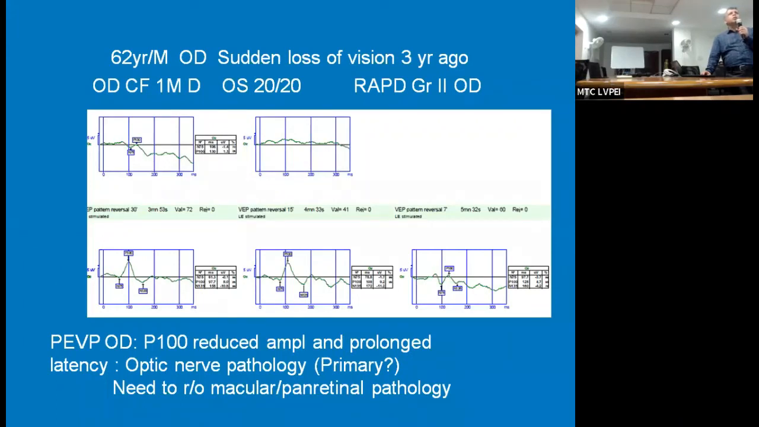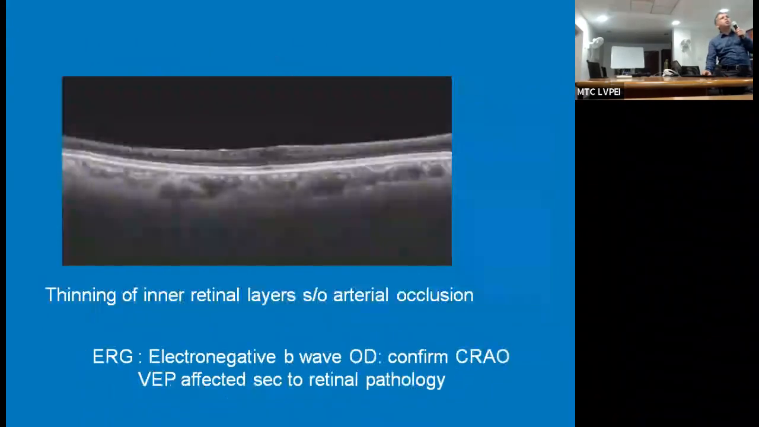One more. This is a case who had counting fingers at 1 meter distance in the right eye and 20/20 vision in the left eye. This went to the pediatric ophthal clinic, and the disc was looking a bit pale in the right eye. So it was diagnosed as a case of optic neuropathy, and was about to go, but somehow it came for a follow-up. During follow-up, you can see that OCT shows inner retinal thinning. So this is suggestive of probably arterial occlusion.